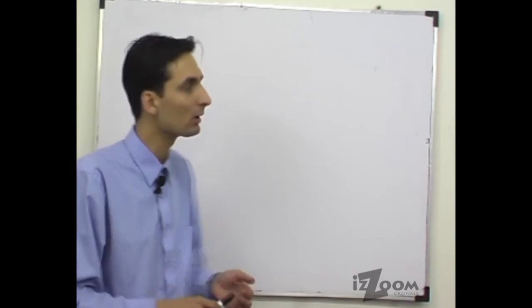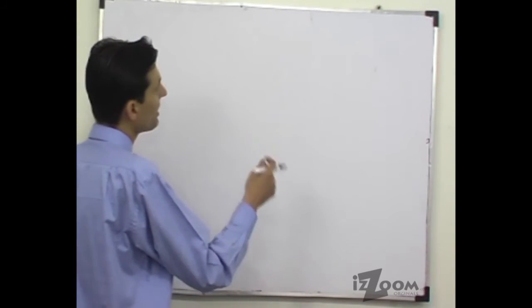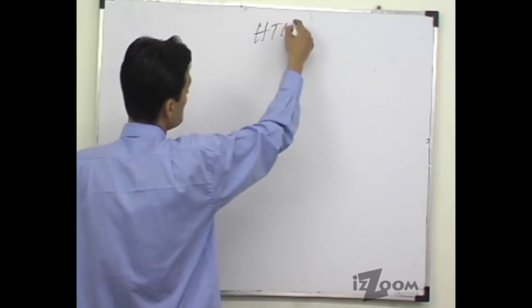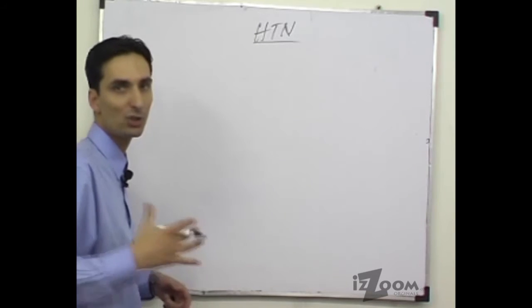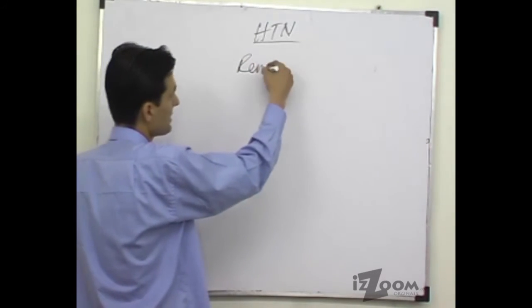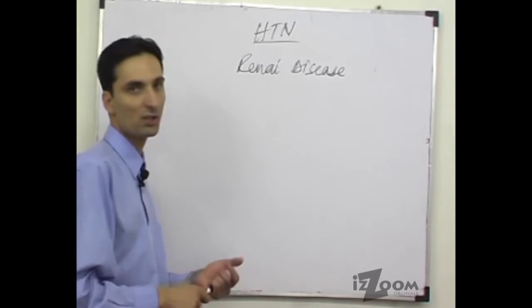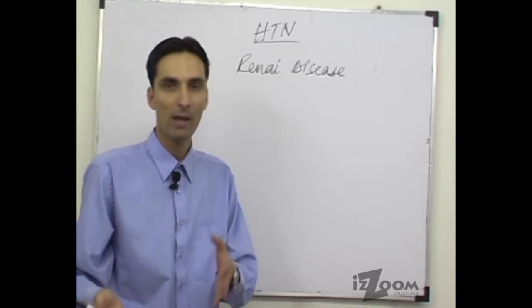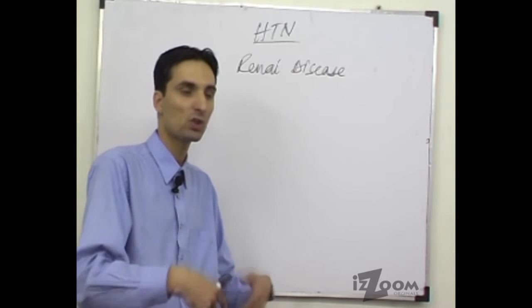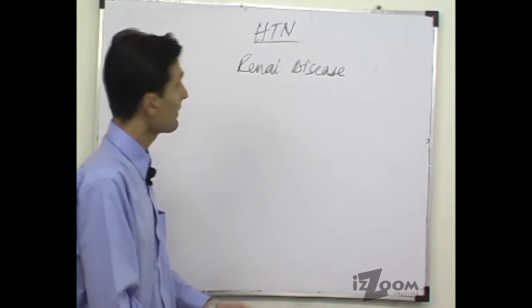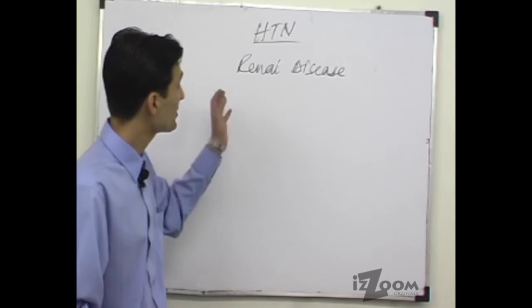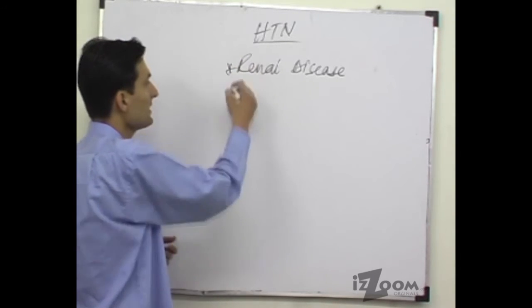Well, it is possible. The most common cause of raised blood pressure or hypertension in childhood is renal disease. Remember that hypertension is of two types: essential or primary hypertension, or secondary hypertension, which is secondary to multiple causes. The hypertension in children is usually secondary to renal disease.